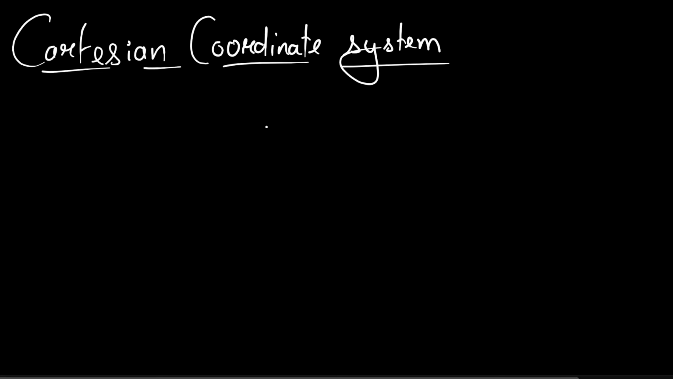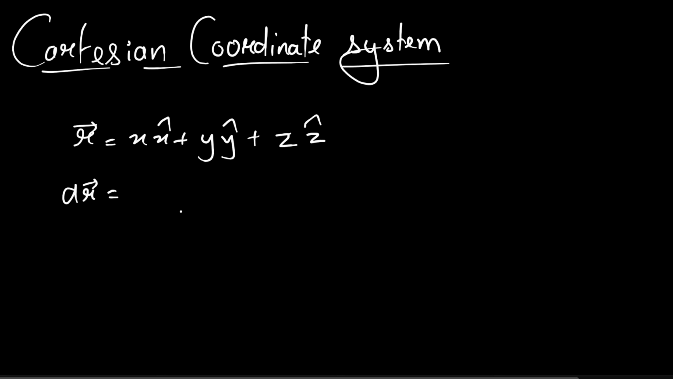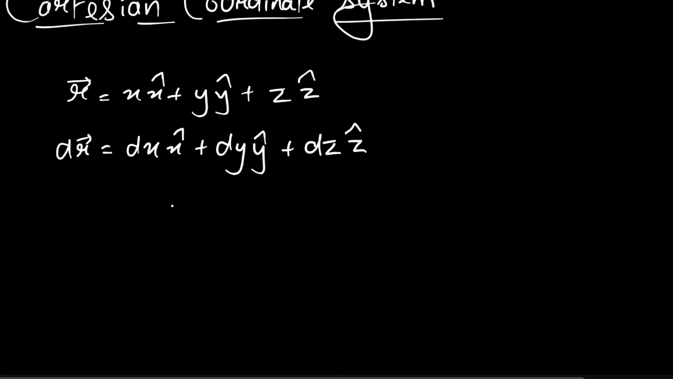And yes, let me summarize the Cartesian coordinate system. We have a general form of R, and it is x x cap plus y y cap and z z cap simply. And we can write the dr vector as simply dx x cap plus dy y cap and dz z cap, the differential of the respective component of the dr.